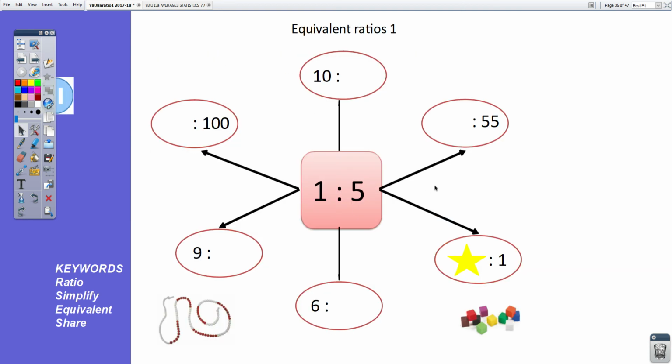Some more equivalent ratios for you to work out. All of these have got to be equivalent to 1 to 5. If you could pause the video please and press play when you're ready to continue.